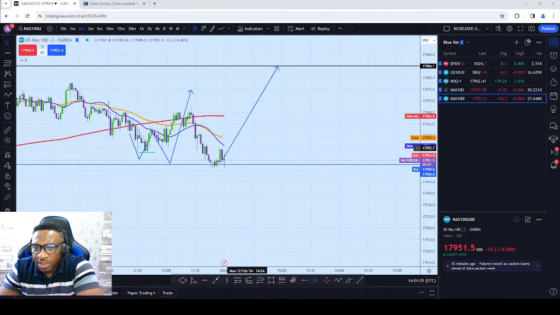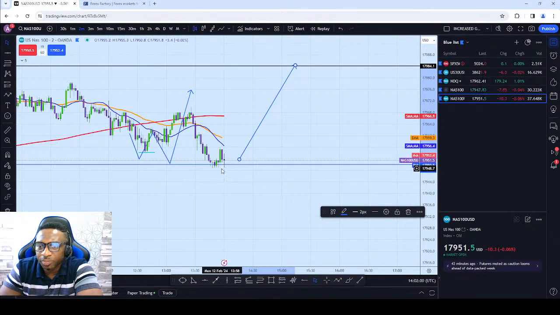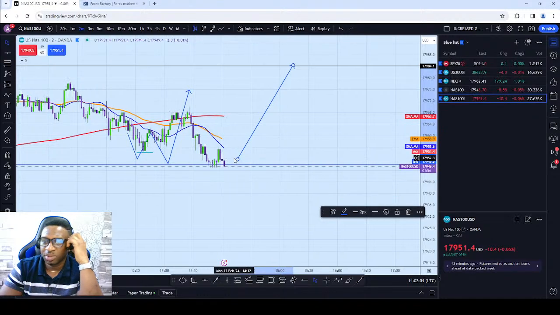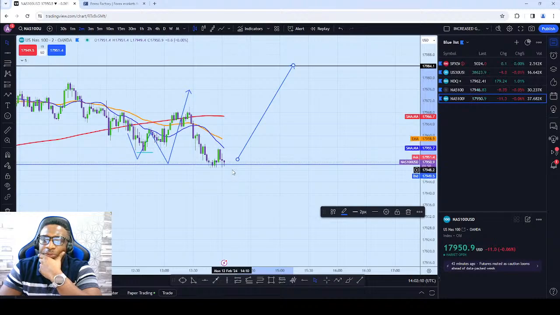As we can see, currently price is being held above the key level. So if we have some more confirmations, we can maybe take advantage of it. If not, we do it as it comes.